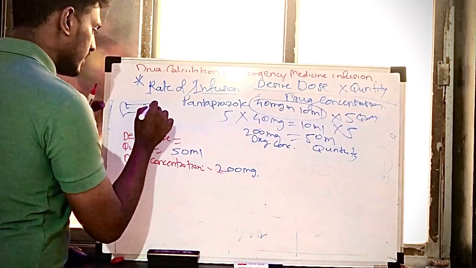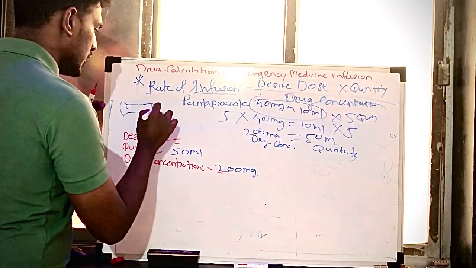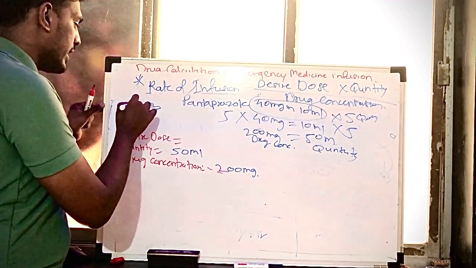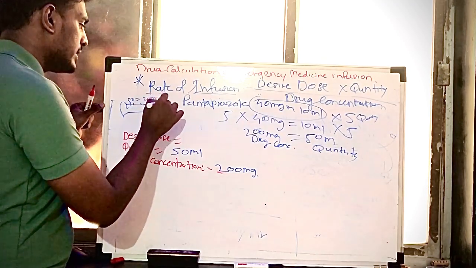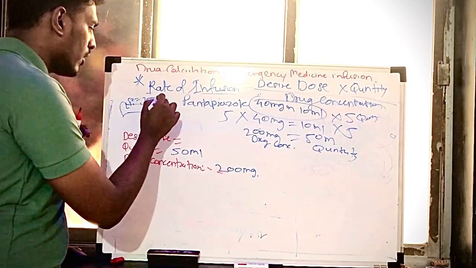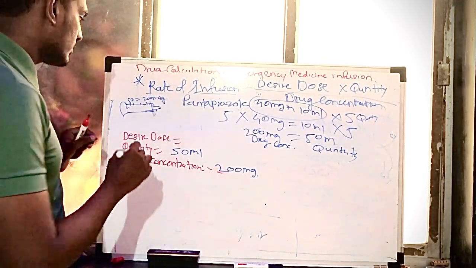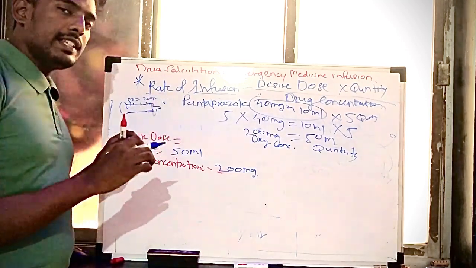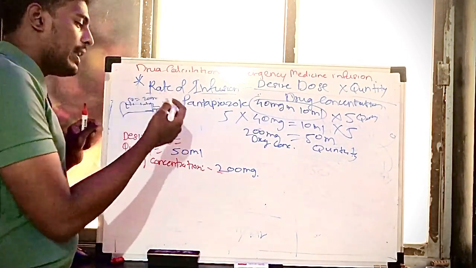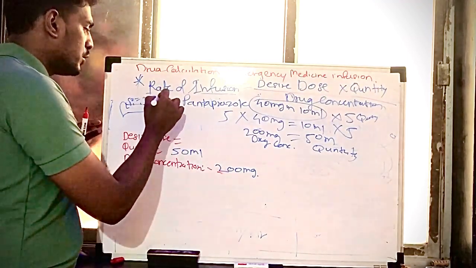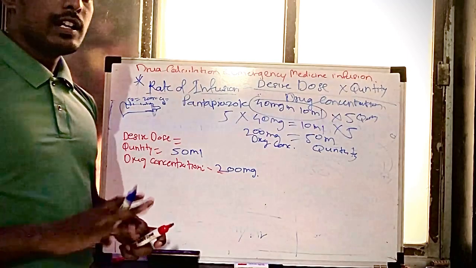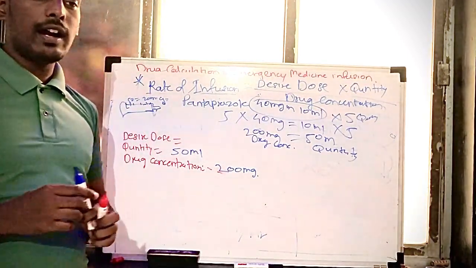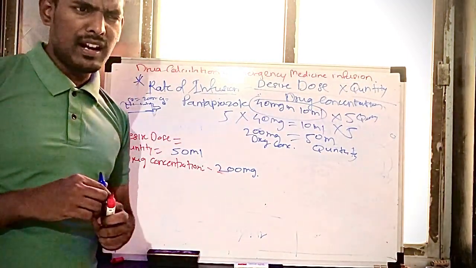Your infusion syringe is already ready, and that 50 ml is equal to 200 mg of pantoprazole. So 50 ml of pantoprazole, equal to 200 mg of pantoprazole, is present in your hand. Now the doctor is going to tell you to start 8 mg per hour.